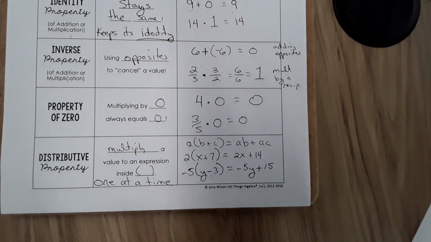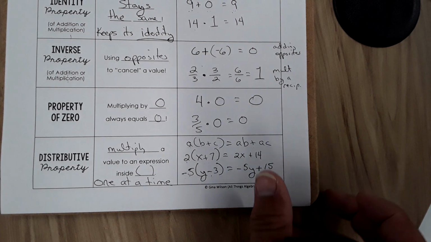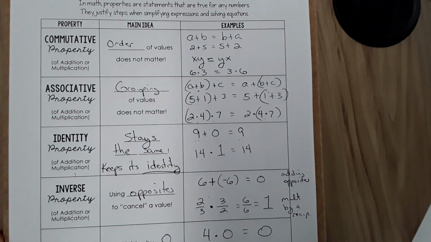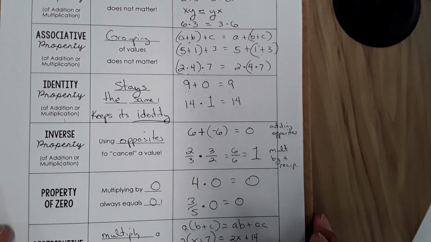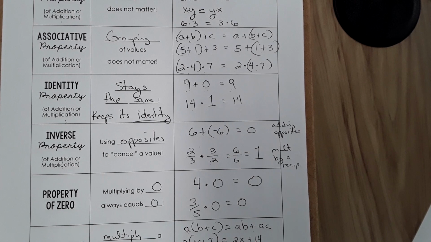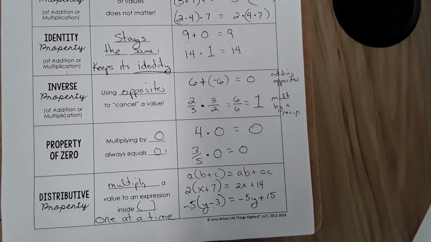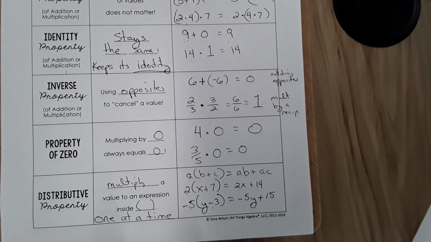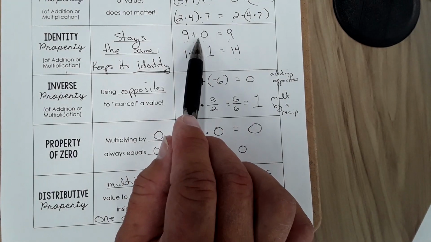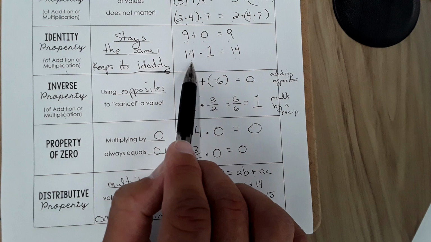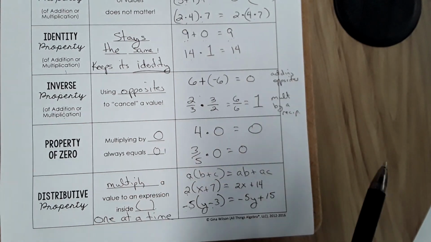Okay, this video was rather quick. We went through the properties. Again, the commutative property, we're changing the order, doesn't change the result. The associative property, we're changing the grouping, doesn't change the result. The identity property says that I'm doing something to a number, and that number is not changing. Adding 0 is an identity property, or multiplying by 1 is an identity property.